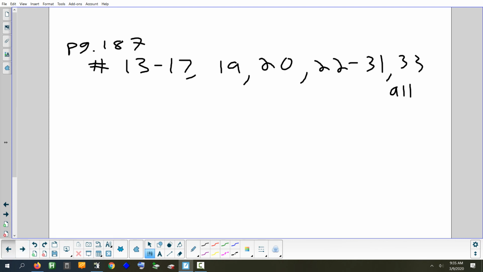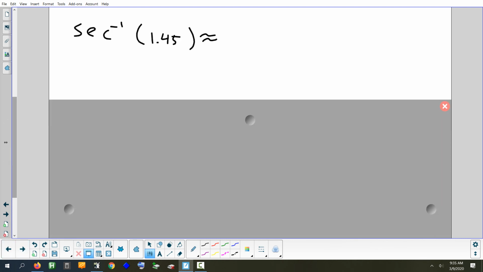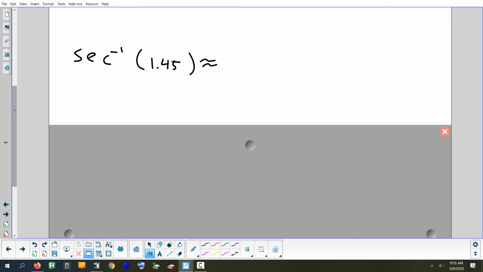All right, so now let's take a look at this one. The inverse secant of 1.45. What do you think the problem is with this one? It's still just an inverse trig problem, but look at your calculator. Yeah. There's no button for that. There is no button for inverse secant. Just like when you did regular secant on the calculator, there was no button for it. So we're going to have to turn that into a problem that we have a button for.